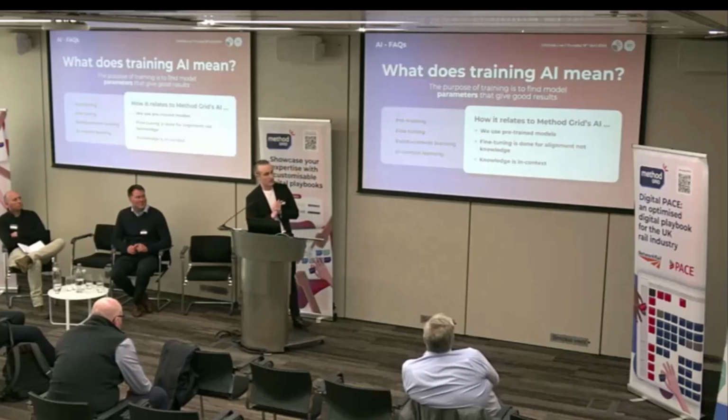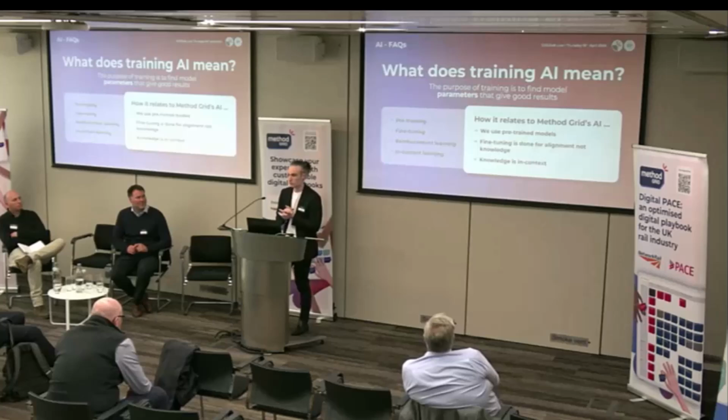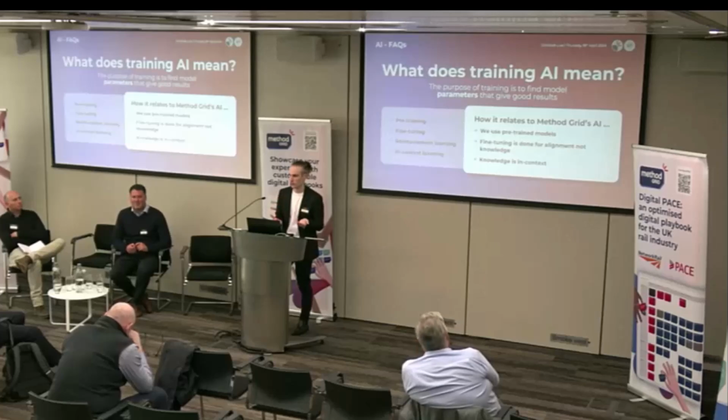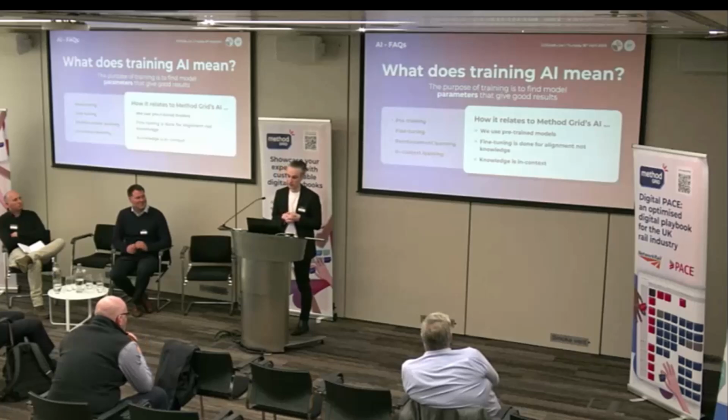The last one, in-context learning. This is slightly different because we're not actually updating the parameters of a model. At this point, we're just giving the model some extra information as we're using it at the time. There's millions of different ways we can do this. This is a lot of what we do in MethodGrid. That gets me onto how does this relate to MethodGrid's AI.